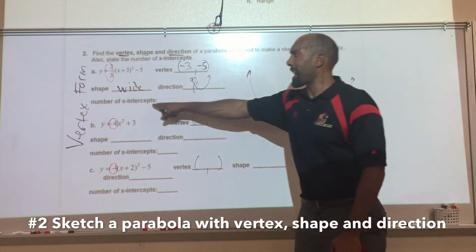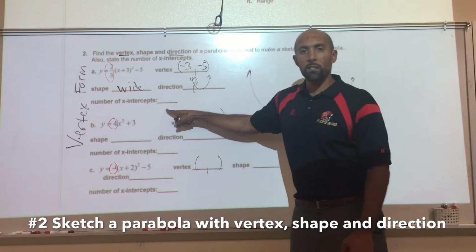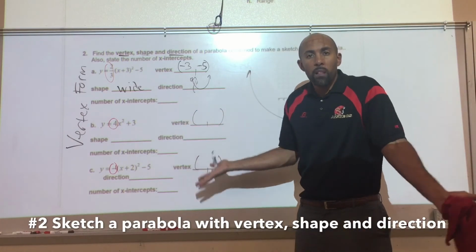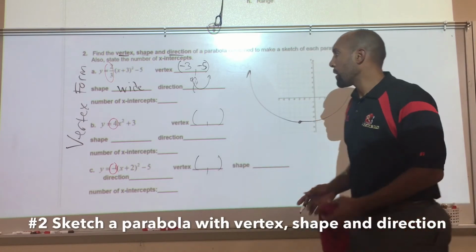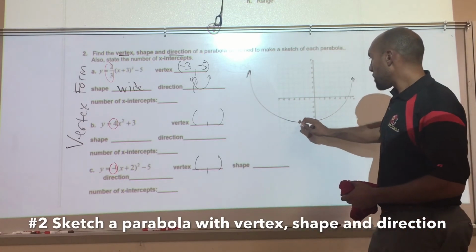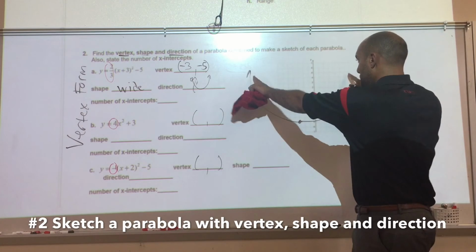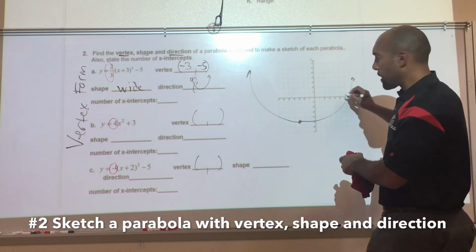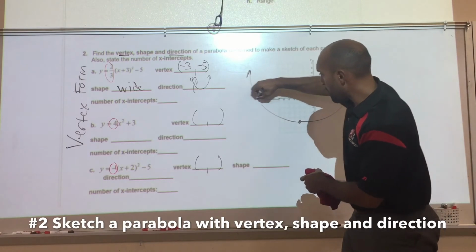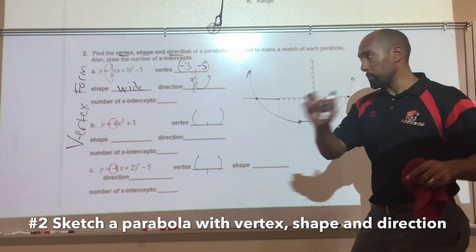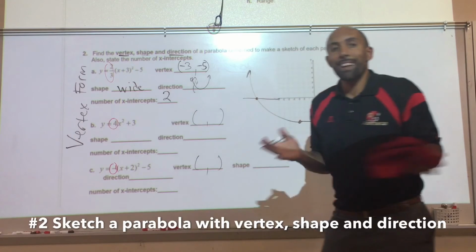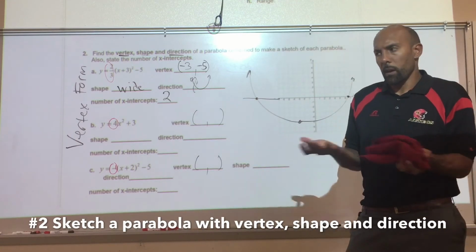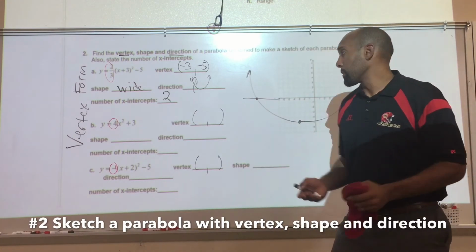The next question is the number of x-intercepts. How many? So what we're looking at is how many times this graph touches the x-axis. It touches it here once. And if I extend this all the way out, it touches here 2 times. So that means it has 2 x-intercepts. It's not asking what the x-intercepts are, what numbers they are, it's just how many there are.